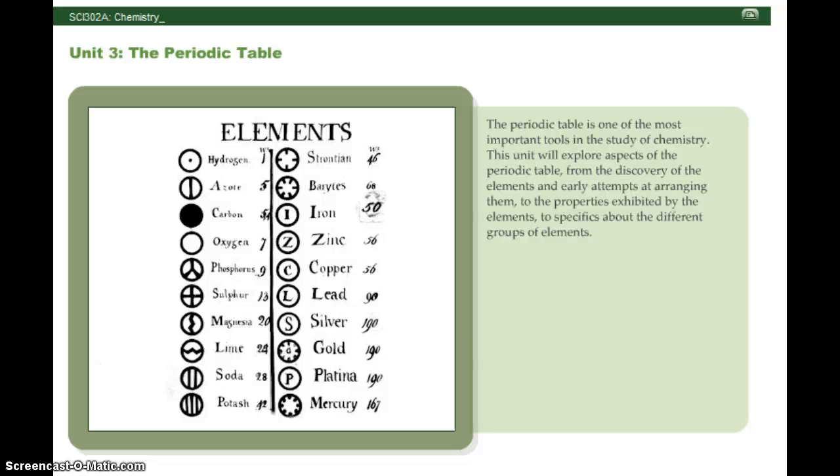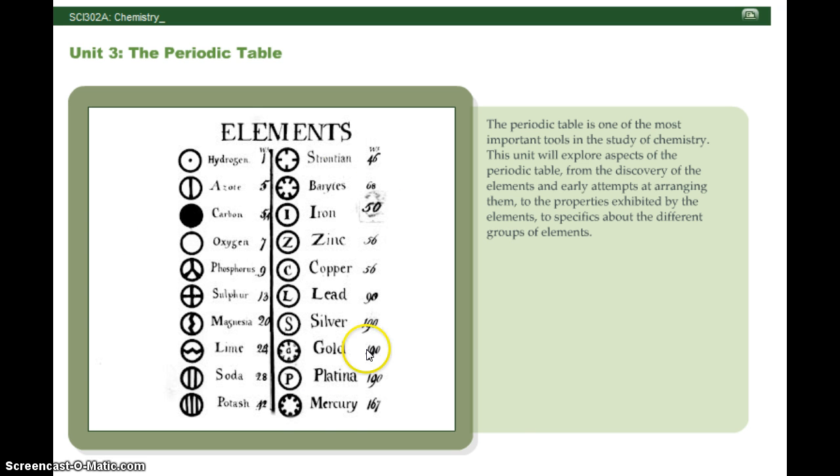Hey Chemistry, Mrs. KJ here, going over 3.01, and Unit 3 is all about the periodic table. The periodic table is one of the most important tools in the study of chemistry. This unit will explore aspects of the periodic table from the discovery of the elements and early attempts at arranging them, to the properties exhibited by the elements, to specifics about the different groups of elements.